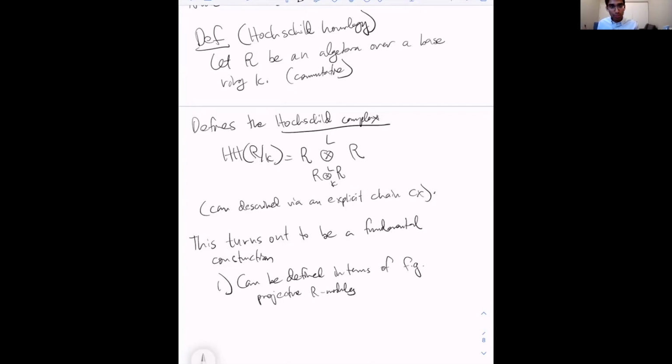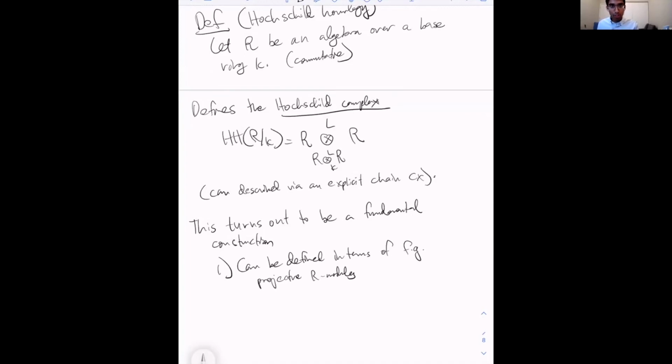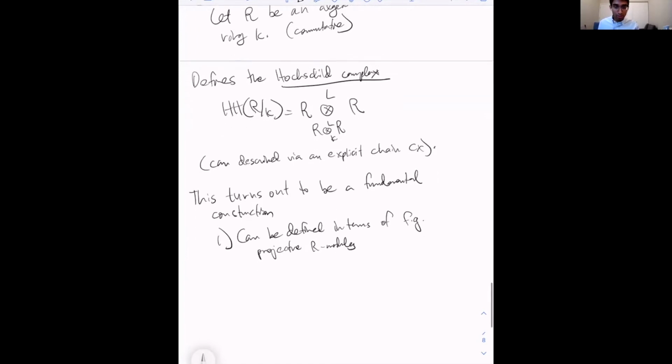So in the same way that K-theory is something that you define from vector bundles or finitely generated projective modules of a ring, similarly, Hochschild homology is something that has this property. Classically, Hochschild homology is Morita invariant.